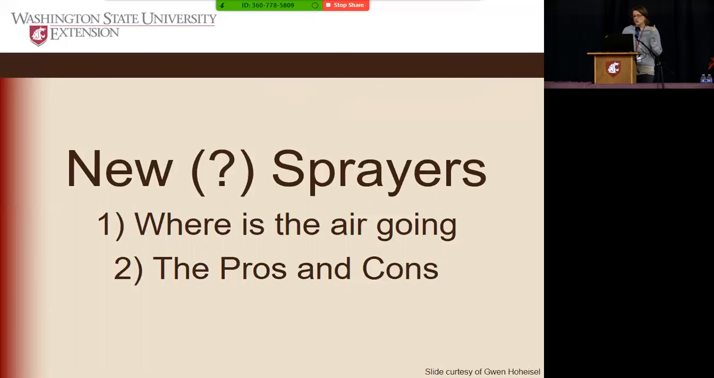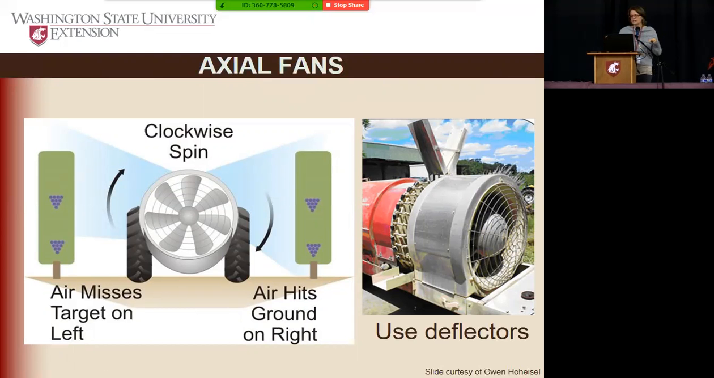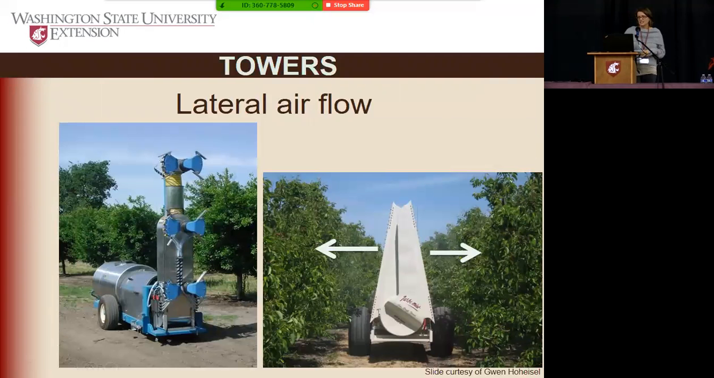We're going to talk about where the air is going, and the pros and cons of it. This axial fan we talked about, as it spins, uses deflectors, right? We also have air if it's a lateral flow, right? So now we have sprayers.